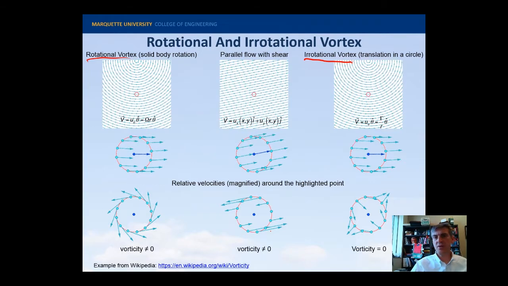Whereas the particle that had flow around it in the irrotational vortex would really result in nothing but tension along this axis and compression along this axis. No net shear or no net rotation on that particle.